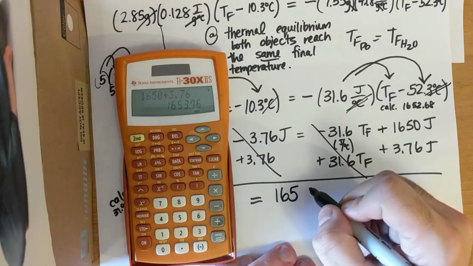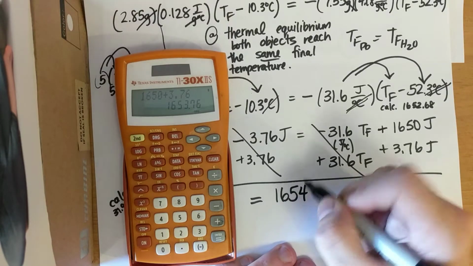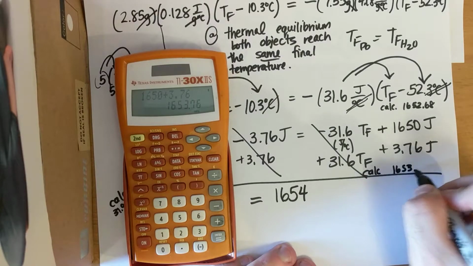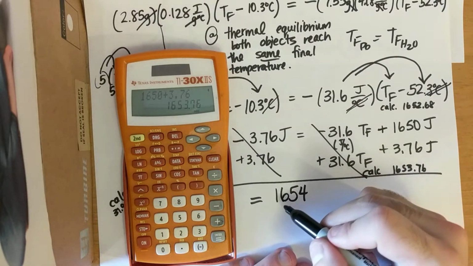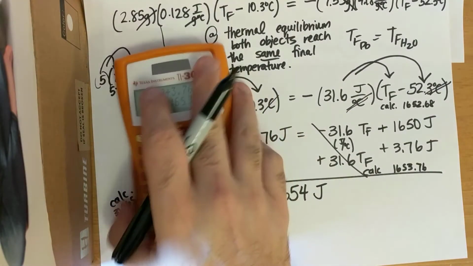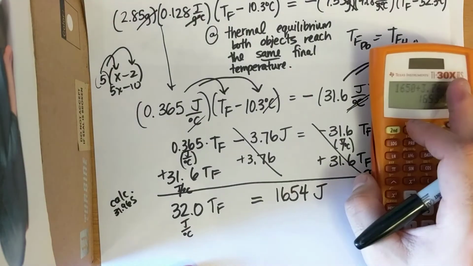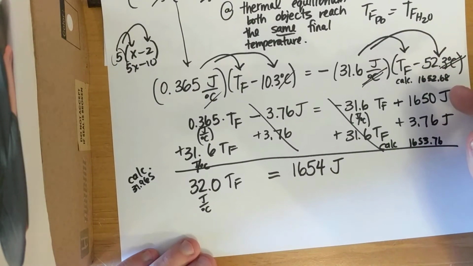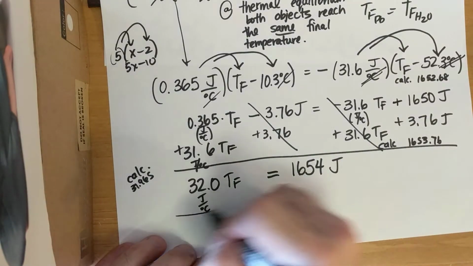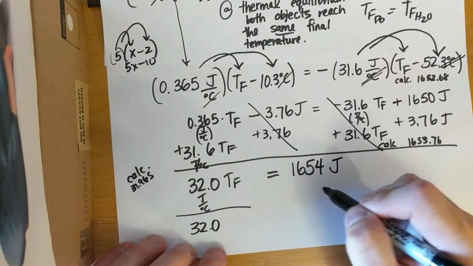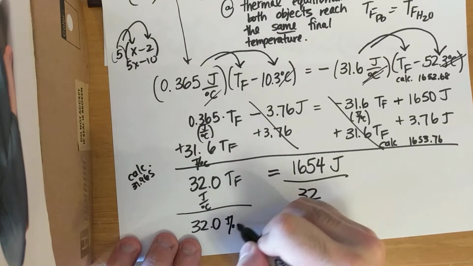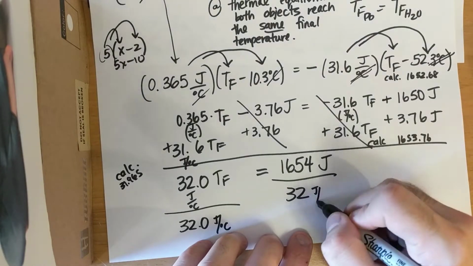So I'm just going to make this 1,654, because the calculator gives me 1,653.76, and that rounds to 1,654, and these units are joules, okay? And now, how do I solve for TF? If I want to isolate TF, I divide both sides by 32, and the units associated with it were joules per degree Celsius.